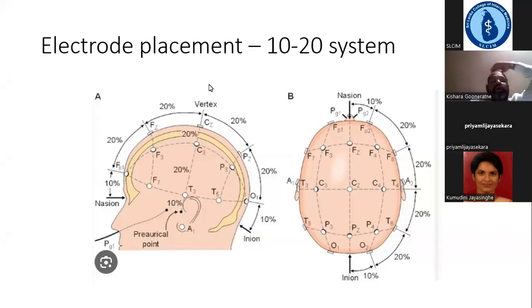Okay. Right. So there are standard ways of placing the electrodes.